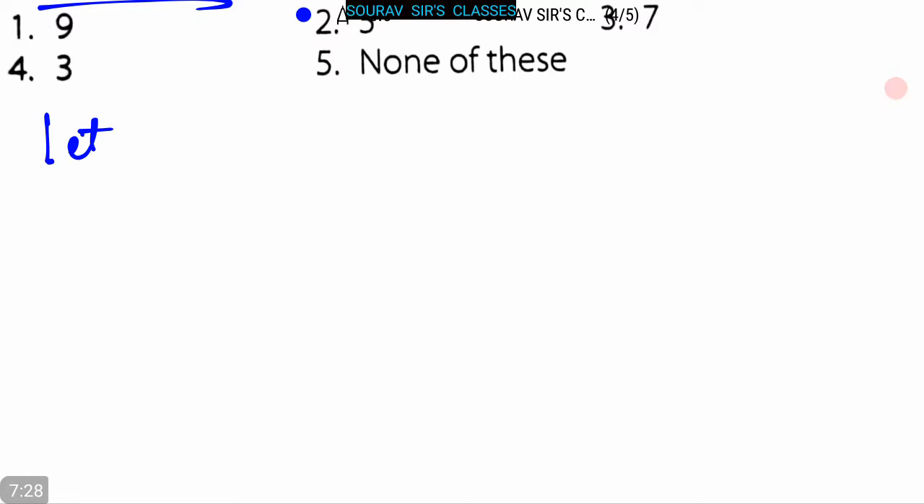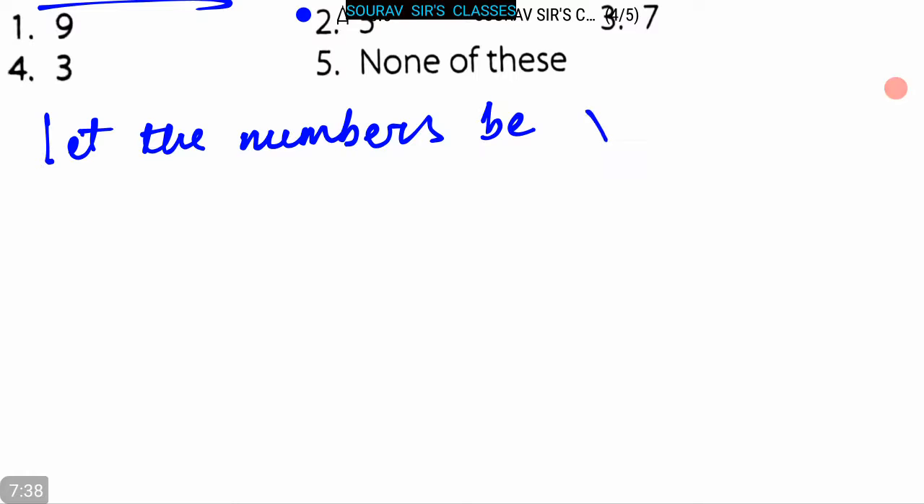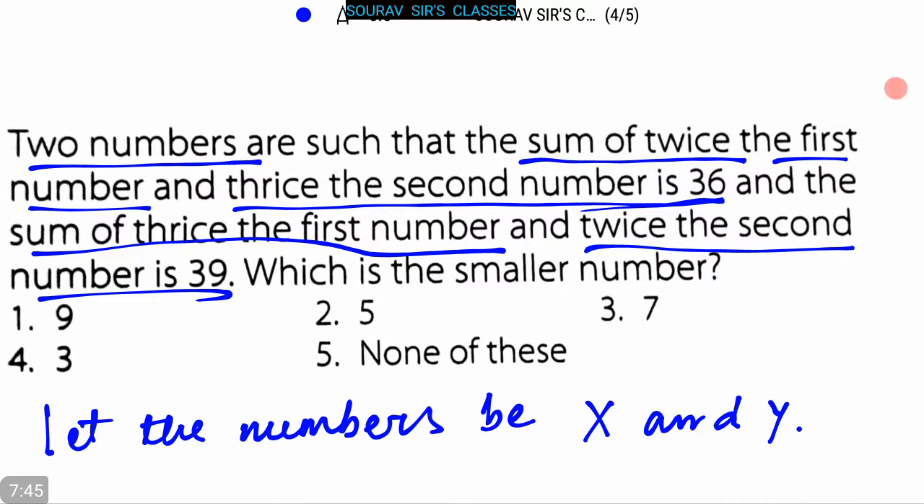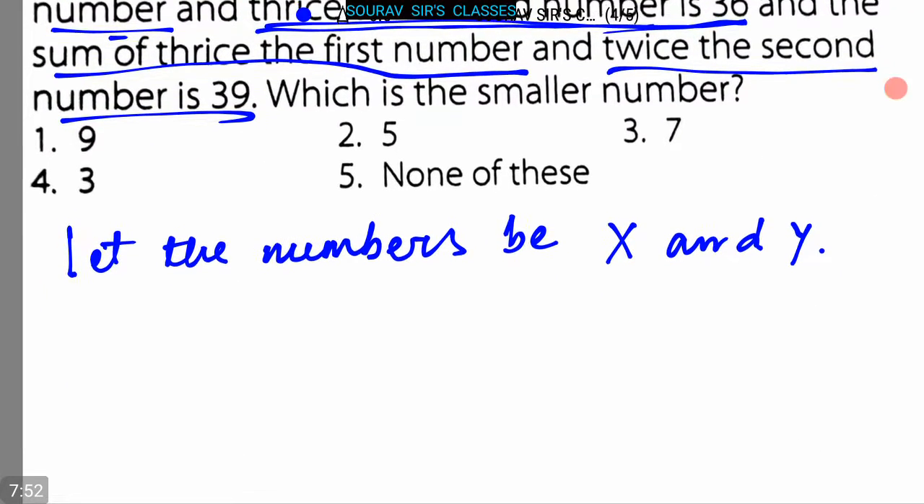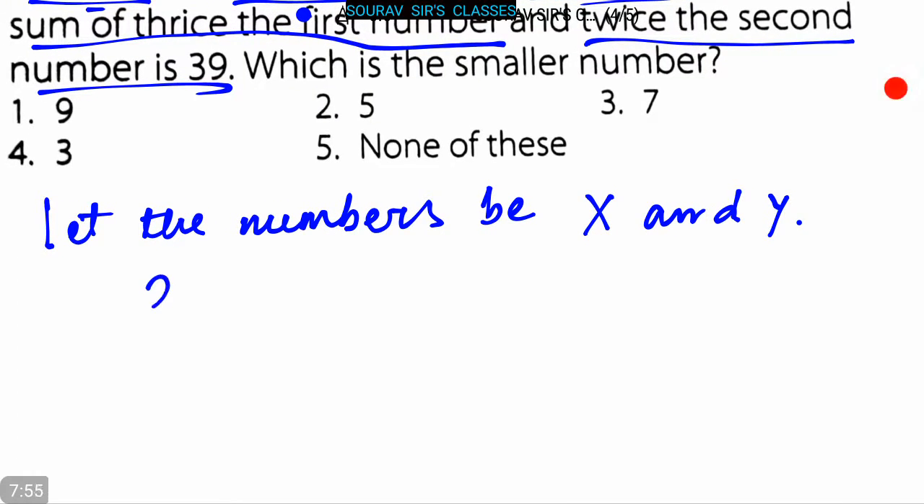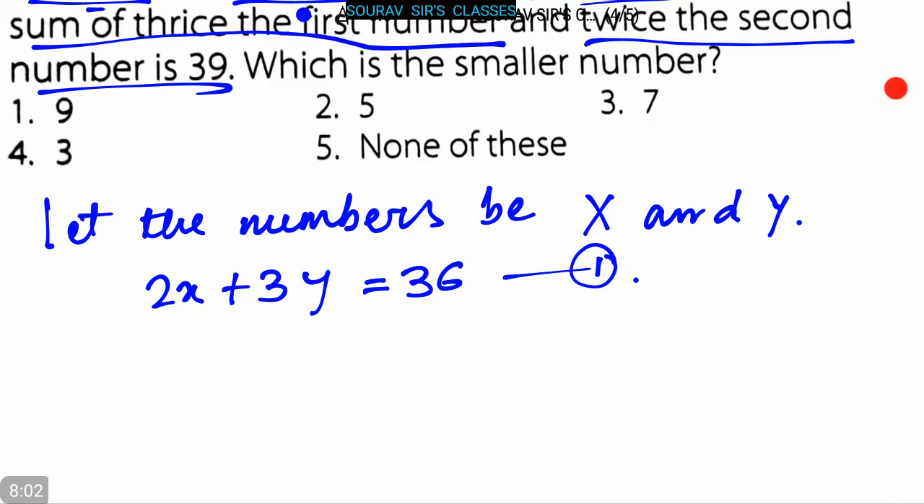Let the numbers be x and y. Now it's said that the sum of twice the first number and thrice the second number, that is 2x plus 3y, is equal to 36. So 2x plus 3y is equal to 36, and let's take it as equation 1.